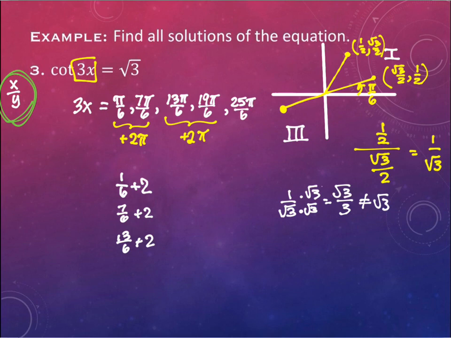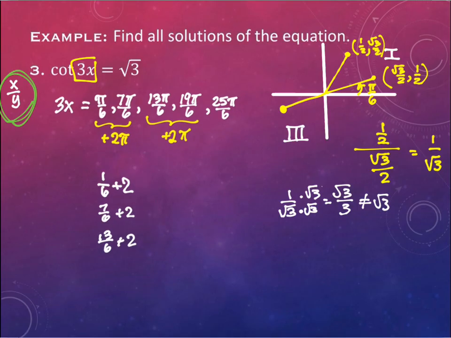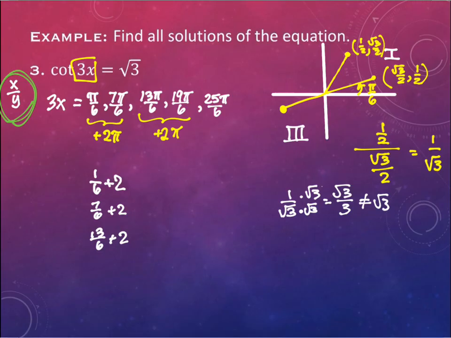And I need to do it one more time beyond that. Hang on, what did we have left over? We had 19. If we do 19 over 6 plus 2, what do we get? 31 pi over 6. Okay, there's 3 sets. The reason there's 3 sets is because we have a 3x. Write that in your notes.